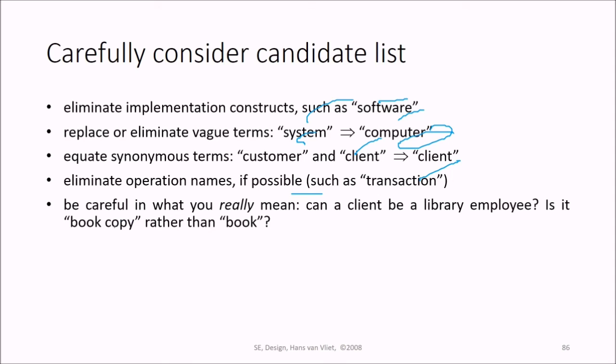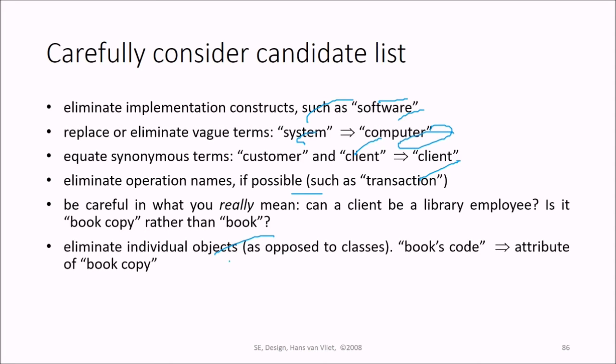And we try to be careful about what we really mean, because, for example, can a client be a library employee? Is it a book copy rather than a book? So we eliminate individual objects as opposed to classes. So this book's code, that is the book copy.